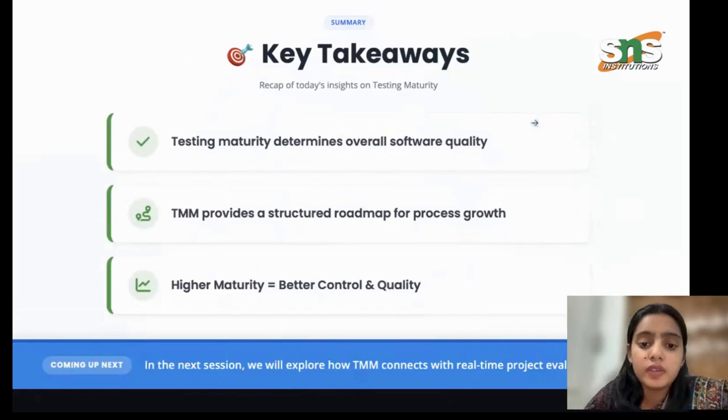And here we have our key takeaways. To summarize, testing maturity determines the overall software quality. TMM provides a structured roadmap for process growth. Higher maturity means better control and better quality. Testing is not just an execution, it is an evaluation.